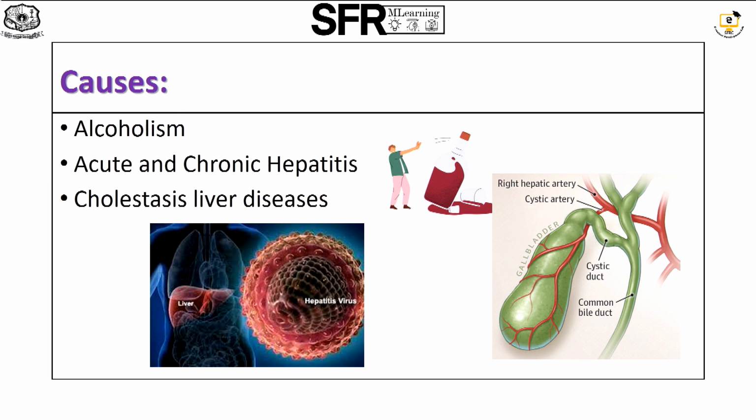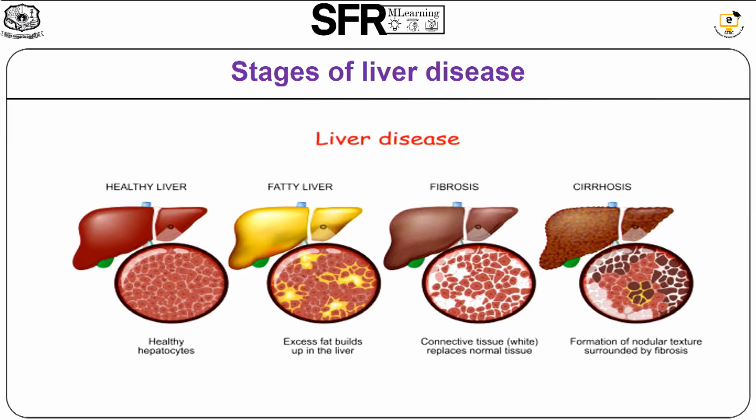So these are the stages of liver disease. In the healthy liver, the hepatocytes, the liver cells, look very normal. In the fatty liver, the fatty infiltrations get deposited in the liver. That causes yellowish discoloration and enlargement of the liver.